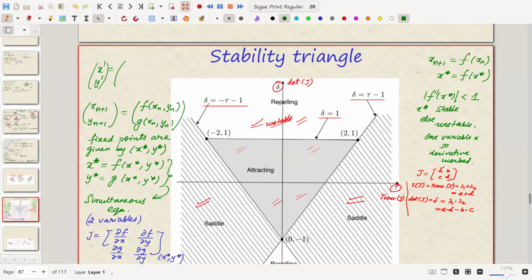Determinant will also be constant. Delta equal to 1, tau minus 1, it's a line. On that line, tau and delta vary so that they satisfy this condition. Tau and delta are the variables here.